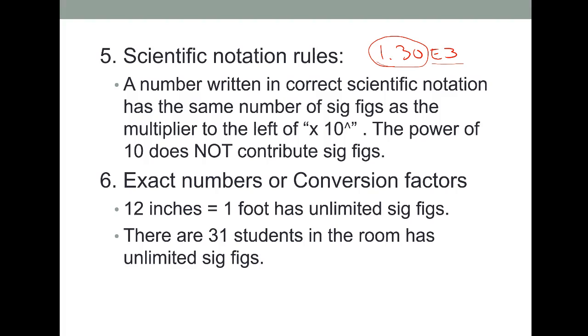And then if you have exact numbers or a conversion factor, like a counting number, there is no uncertainty associated with that. If I'm counting 31 students in the room, it's not like, oh yeah, maybe there's 29 and a half or 31 and a half. No, there are 31 students. I am counting them. And then conversions, if you have English or metric conversions, 12 inches, 1 foot is unlimited sig figs. So a lot of times we write infinite sig figs. Same thing, infinite for this one.